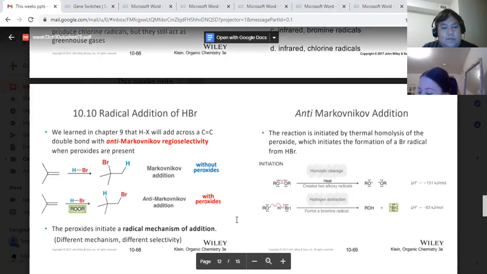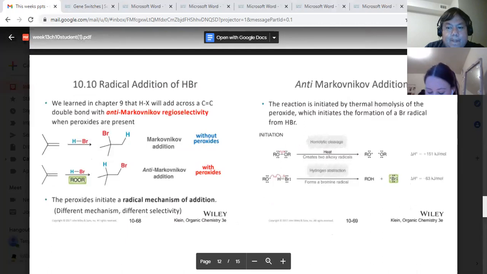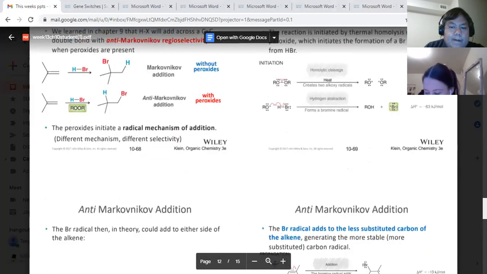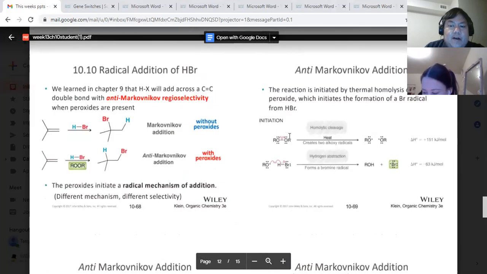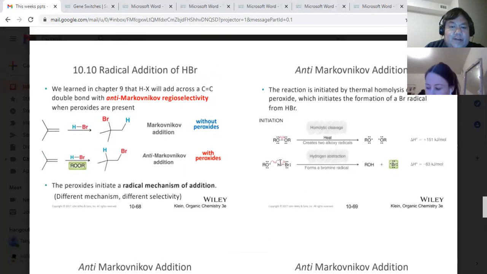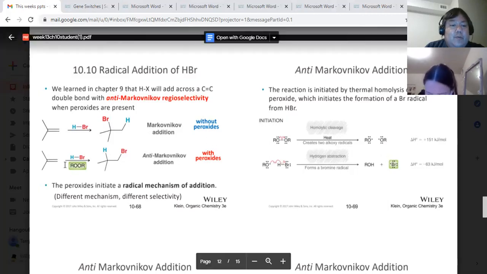I think you guys did this one for your last test, right? We did peroxide. Yep. So basically what's happening is that your peroxide is going to take this hydrogen from your HBr, and then you're going to form that Br radical. And now that Br radical is going to react with your double bond.